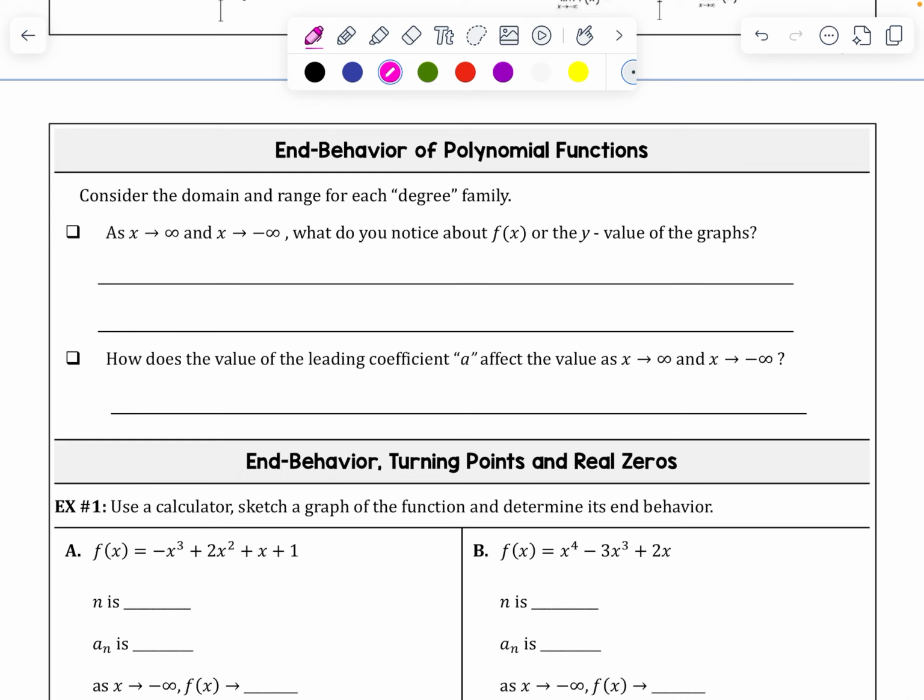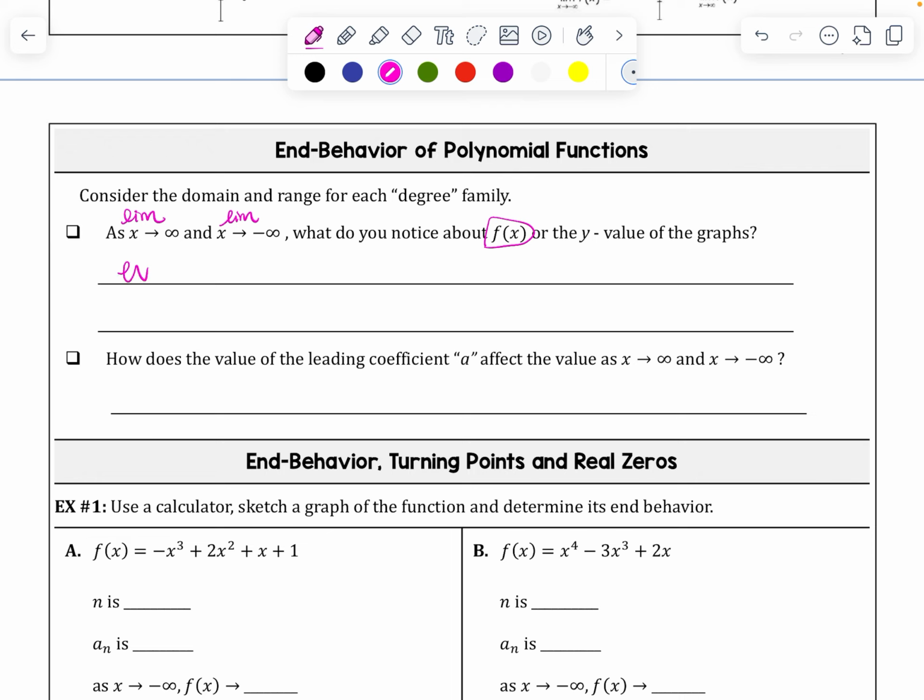Let's talk about end behavior. So we've used limit notation. They are not using limit notation anymore, but I still think using limit notation would be good for us because it helps us get ready for calculus. Consider the domain and range for each degree family. So the limit as x approaches infinity and the limit as x approaches negative infinity. What do we notice about the value of f of x or the y value of the graphs?